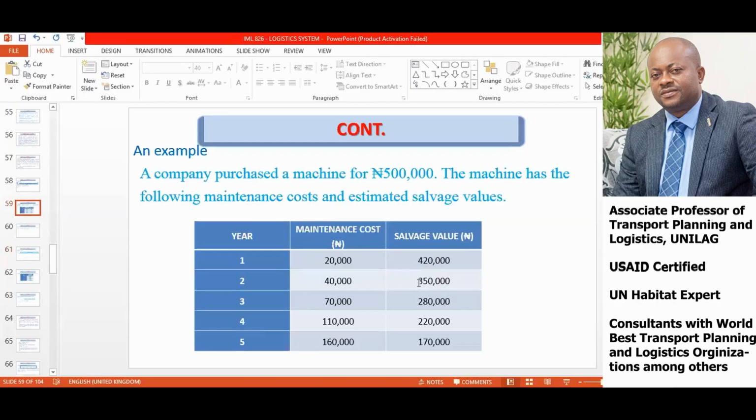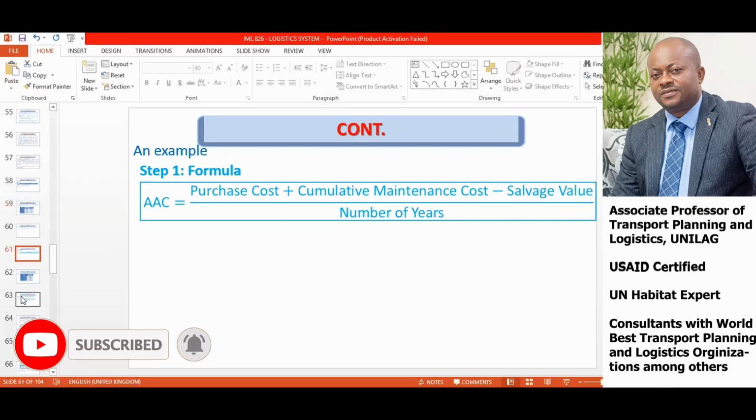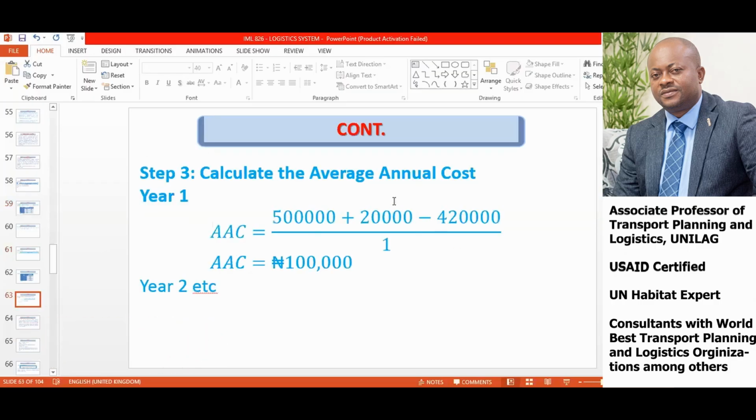The second one is how much? 350. The third one is what? 280. The fourth one is what? 220. The fifth one is what? 170. Okay, we calculate for the 5 years individually using this formula. I have given you this first one. Check if this first one is correct using that formula, forget the fact that you have seen the answer. Check using purchase, maintenance, salvage. What is your answer? It is correct, sir.